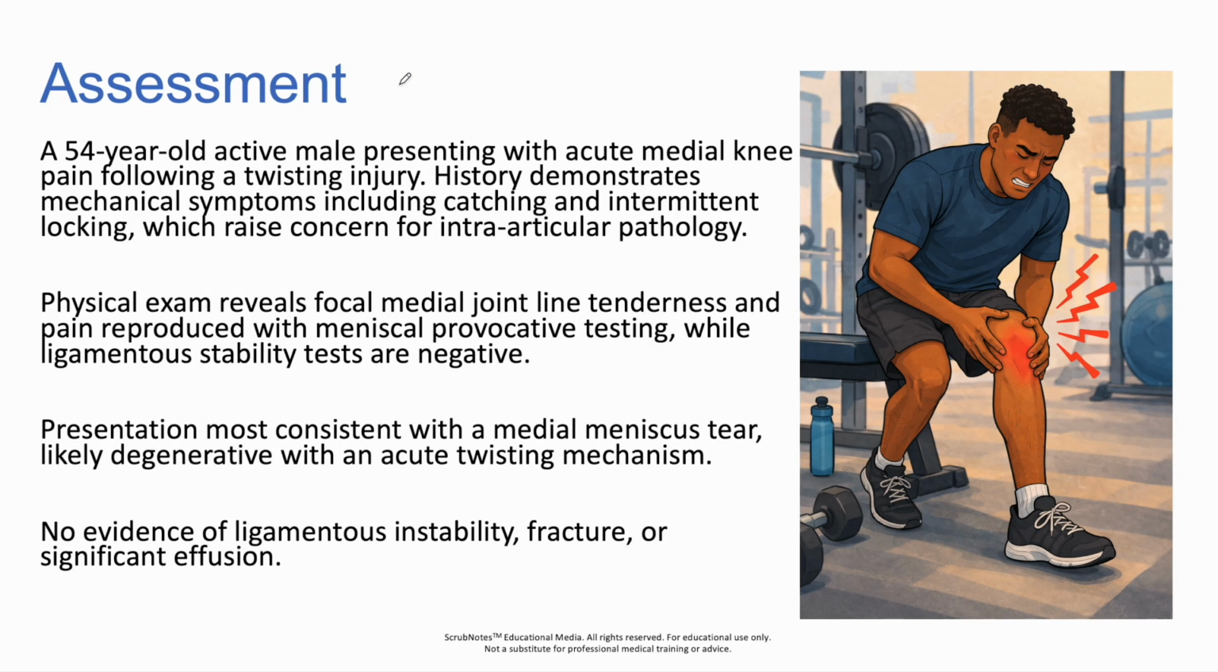Putting everything together, we have a 54-year-old patient with acute medial knee pain following a twisting injury. The history demonstrates mechanical symptoms, including catching and intermittent locking. The physical exam reveals medial joint line tenderness and positive meniscus provocation testing, while ligament stability tests are negative. The presentation is most consistent with a medial meniscus tear, likely degenerative with an acute twisting motion. Importantly, there's no evidence of ligament instability, fracture, or significant effusion.